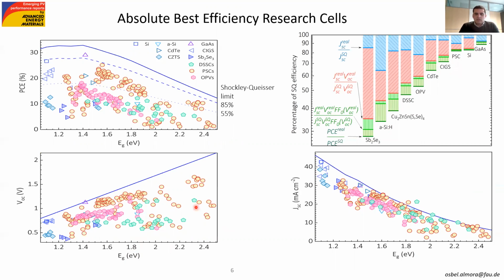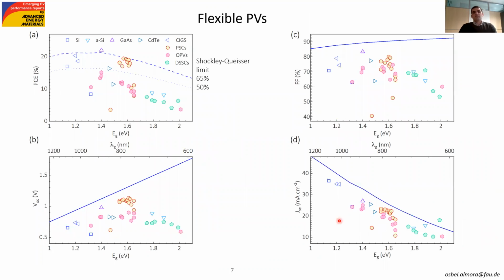And you can see a similar analysis here. For instance, this is the open circuit voltage as a function of bandgap with the Shockley-Queisser limit here, and similarly for the short circuit current, the photocurrent. If we continue, we can find something similar for the flexible photovoltaics. This is the typical representation. It's very similar to what we just saw before.